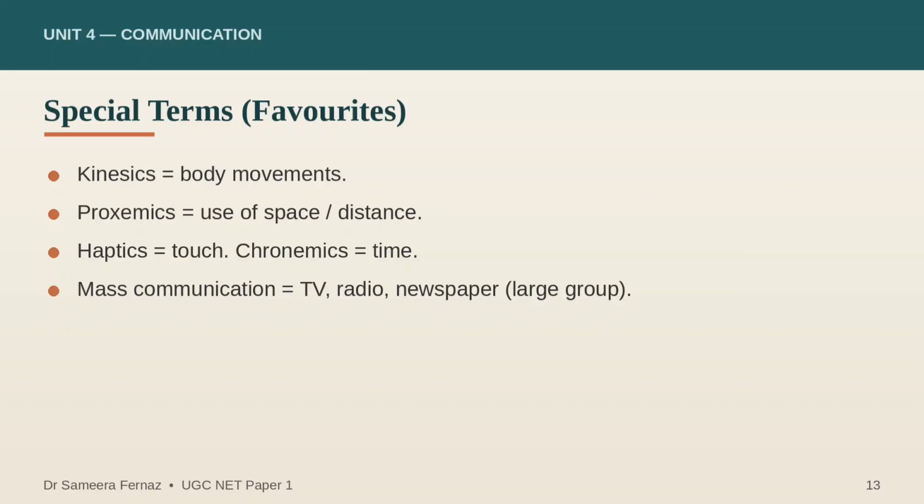Now the barriers of communication. A barrier is anything that stops the message. Noise is a common barrier. Language problems, emotional problems and physical distance are also barriers. Mass communication means sending a message to a very large group, like through television, radio or newspaper. If you remember the parts, the types and the special terms, these units will give you full marks. Keep going, my students.